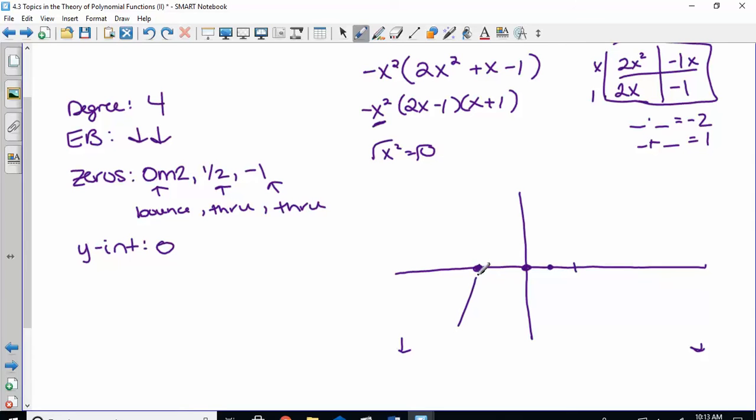At negative 1, do we bounce or go through? Go through. Come back to 0, and at 0 it says bounce. Come back, hit the 1/2, and we go through. So it ends up pointing back down.